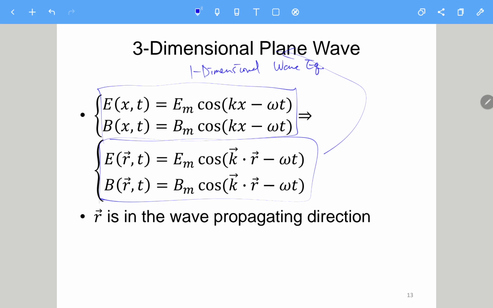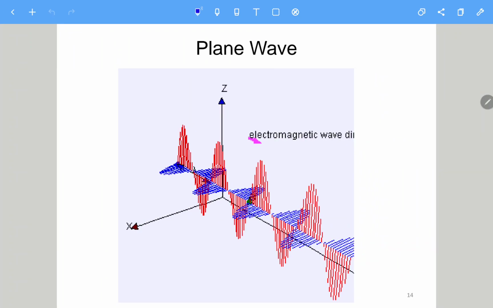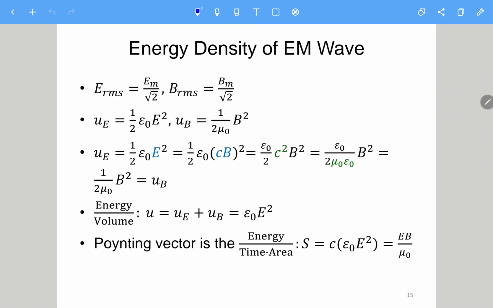Okay, so the k vector is the wave propagation direction. It's originally an animation, but if you are interested to see, you can just Google it, or just find it on YouTube. You can easily find that.